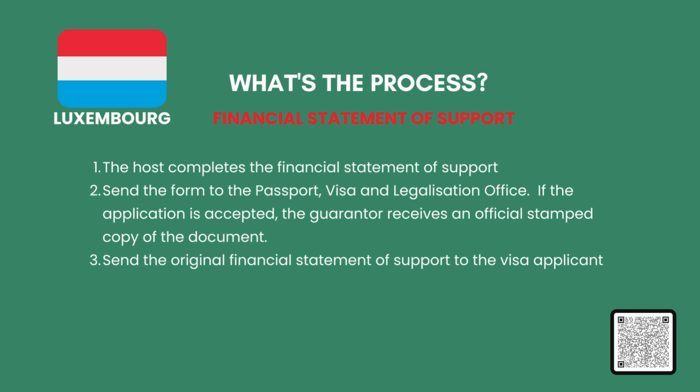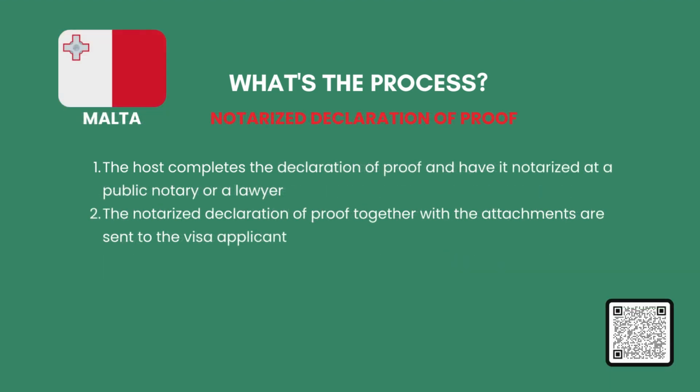For Malta, it's referred to as the Notarized Declaration of Proof. The host will complete the form and have it notarized at a public notary or through a lawyer. Then he or she will have to send the notarized declaration together with the attachments to the visa applicant.